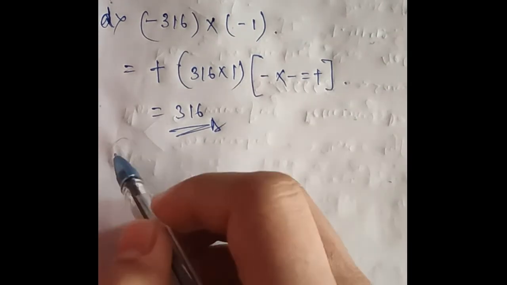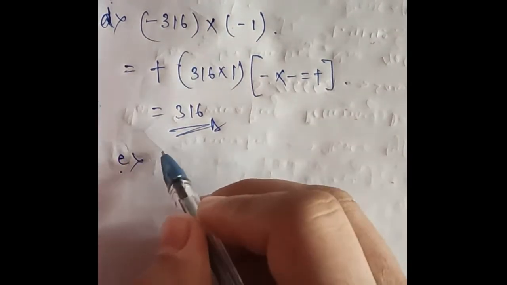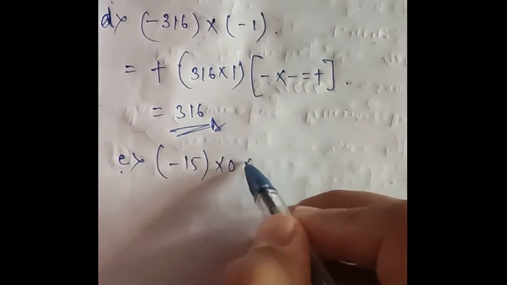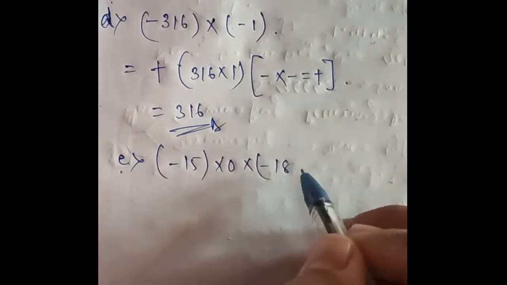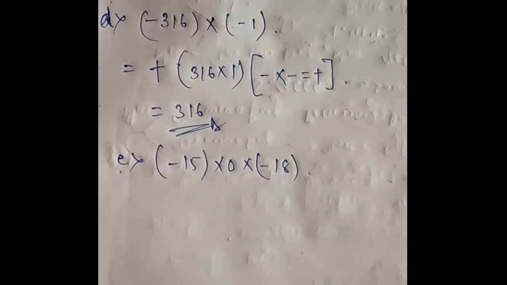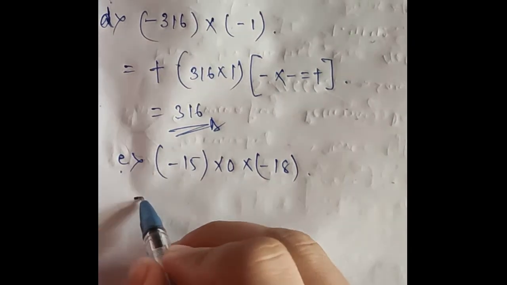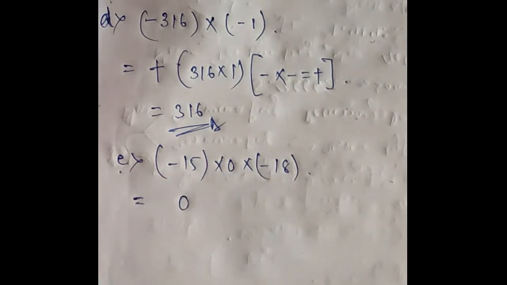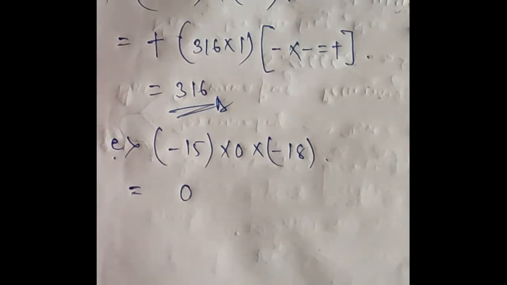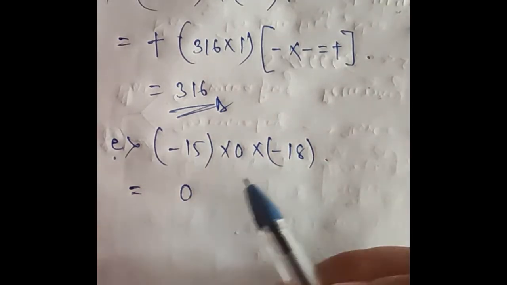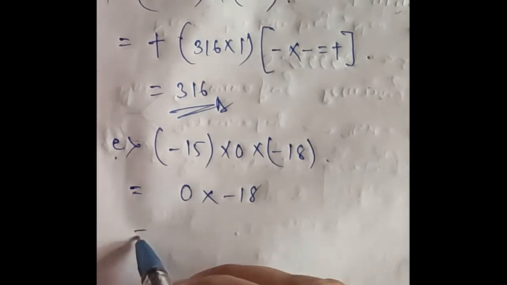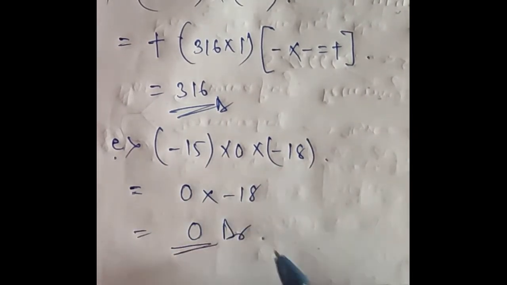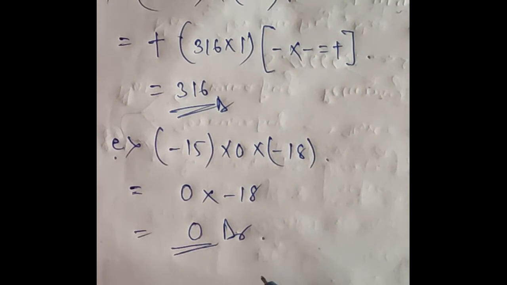Okay, so next, number E: minus 15 into 0 into minus 18. Here we have to use the zero identity, multiplication by 0. Now let us solve this. Minus 15 into 0 is 0. Any integer, when you multiply with 0, it will be 0. Again minus 18 is there, so minus 18 into 0 is 0. The answer is 0. Ultimate answer is 0.